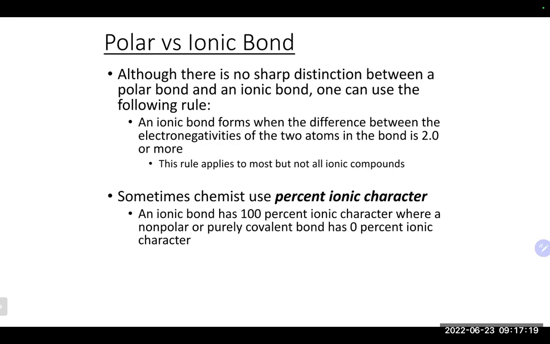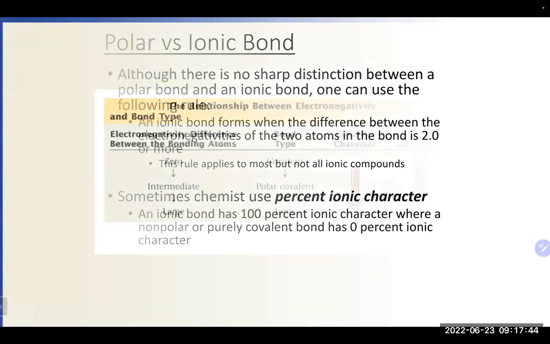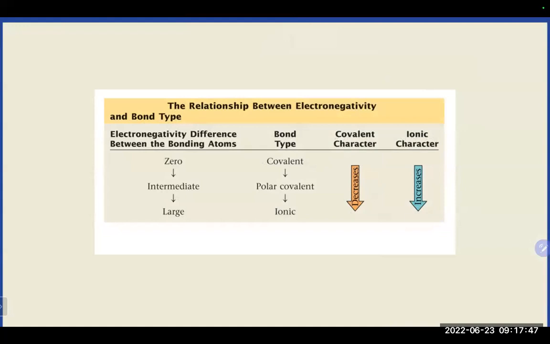Sometimes when people talk about how electrons are being shared in terms of percent ionic character, if something has 100% ionic character, it's pretty much an ionic bond, and there's no sharing of electrons that occurs. If something has 0% ionic character, then it is pretty much a nonpolar covalent bond, perfect sharing of electrons. So sometimes people talk about percent ionic character in relationship to polar and nonpolar, and that's the relationship that we see here. 0 electronegativity difference, definitely going to be covalent, and would have 0% ionic character, and 100% ionic character if it is obviously a large difference.